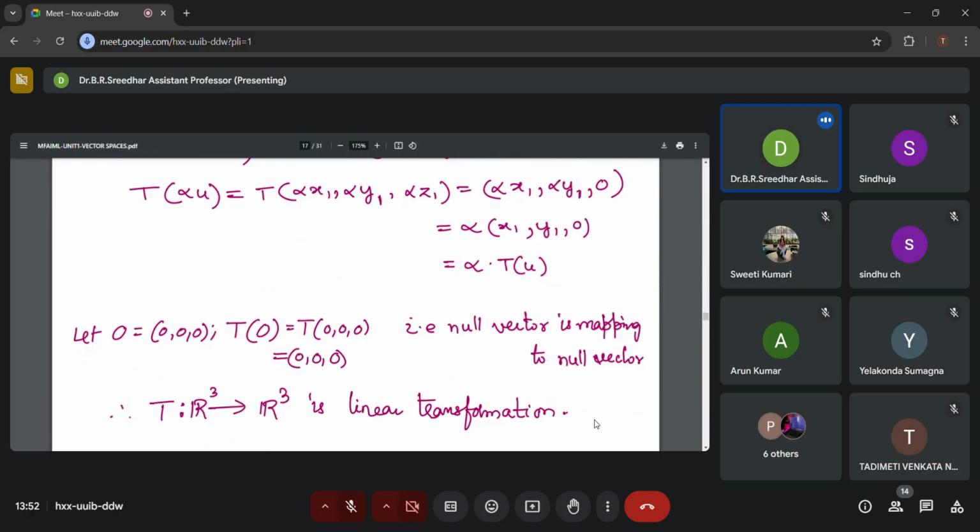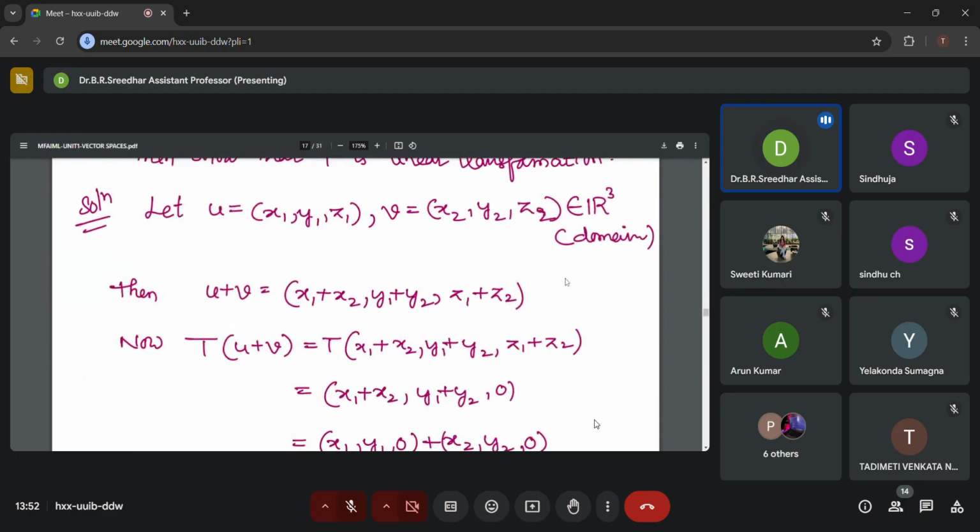So three conditions are satisfied. Got it? Three conditions are satisfied. That's the reason the given transformation T of R cube to R cube is called a linear mapping. Please go through the example once again. If you have any doubt, feel free to ask me.